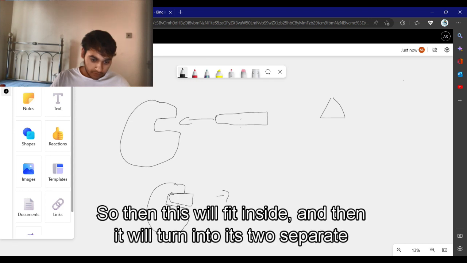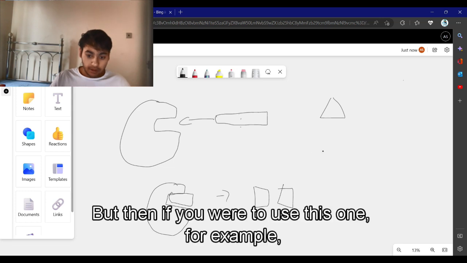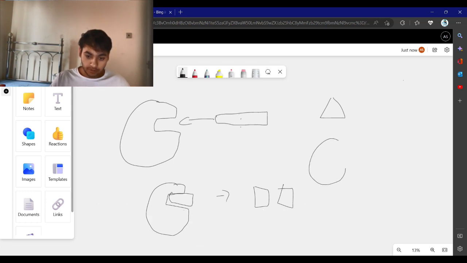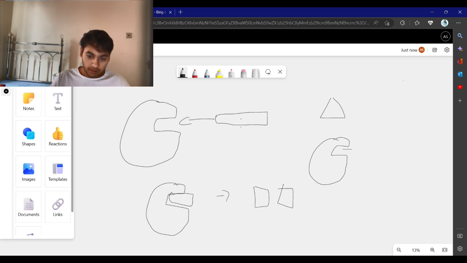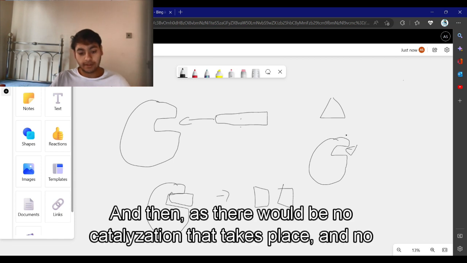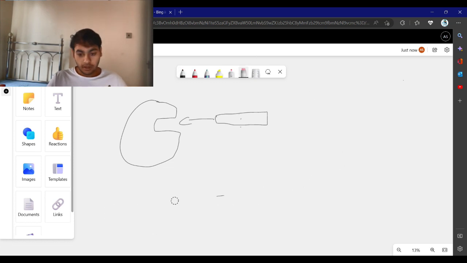So then this will fit inside and then it will turn into its two separate components, whatever that is. But if you were to use this one, for example, and try to fit it inside, it would just not fit. As a result, there would be no catalysis that takes place and no reaction would occur. So it's through the lock and key mechanism.